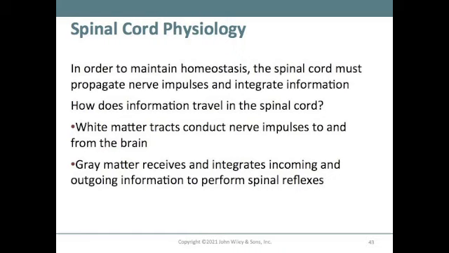In order to maintain homeostasis, the spinal cord must propagate nerve impulses and integrate information. How does information travel in the spinal cord? White matter tracts conduct nerve impulses to and from the brain. Gray matter receives and integrates incoming and outgoing information to perform spinal reflexes. I was hitting on this a couple times when we were talking about the gray and the white matter. And now the PowerPoint defines it clearly: your reflexes are mostly associated with your gray matter, and any signal that needs to go to the brain for processing is going to be associated with more of the white matter parts of your spinal cord.